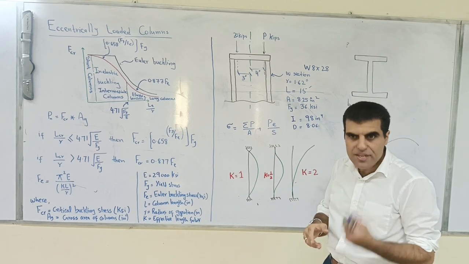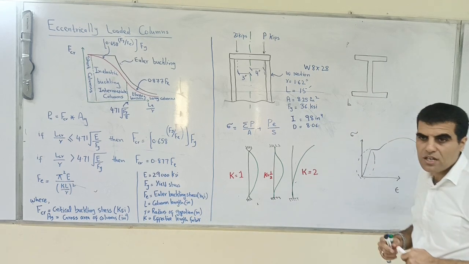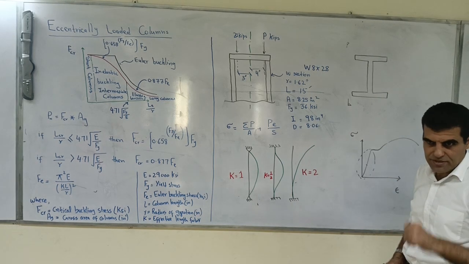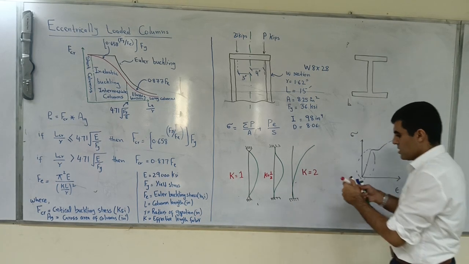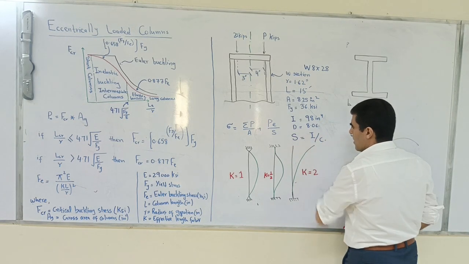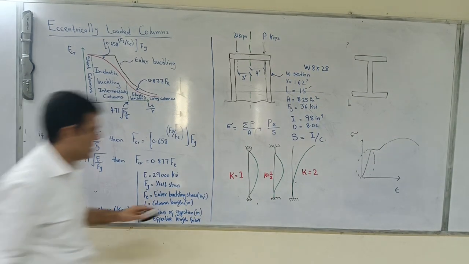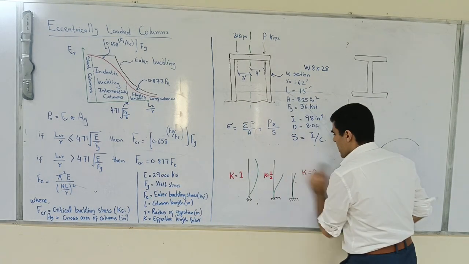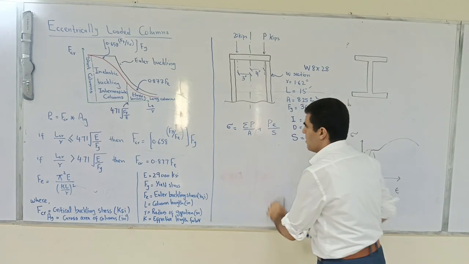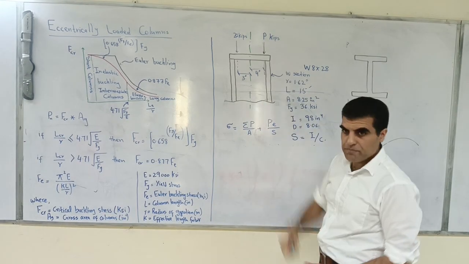S is I by C, moment of inertia divided by C, which is the maximum distance of the edge from the center. So S is I by C. Now, it's a very straightforward question. We are asked to find out P.